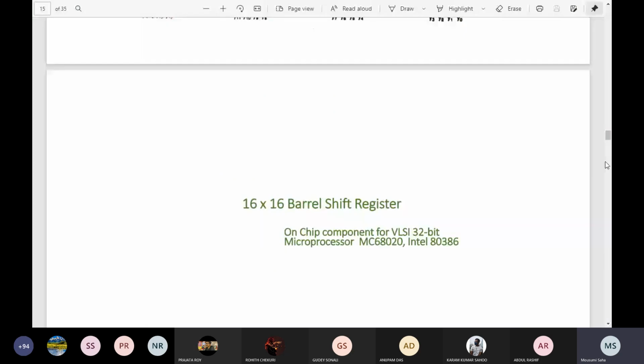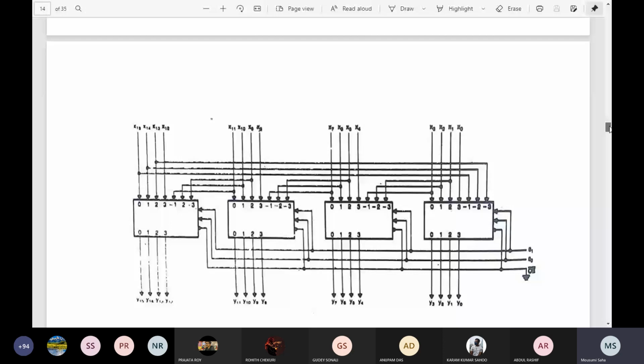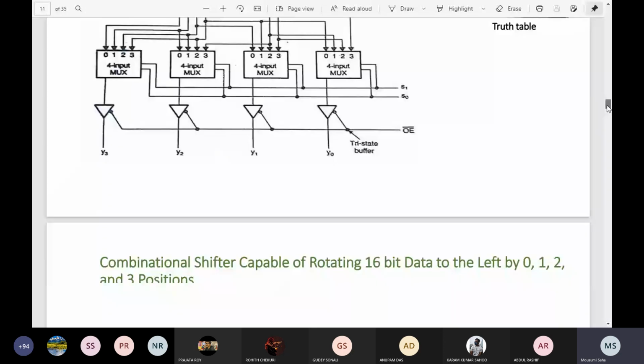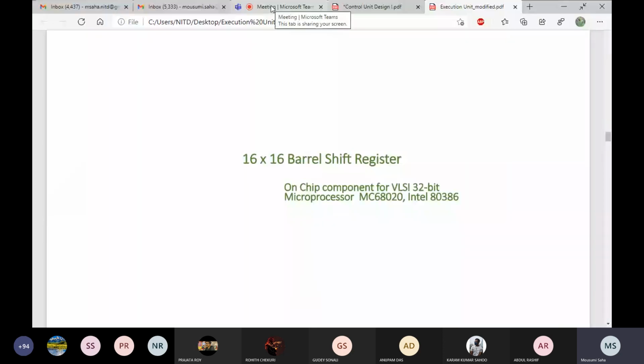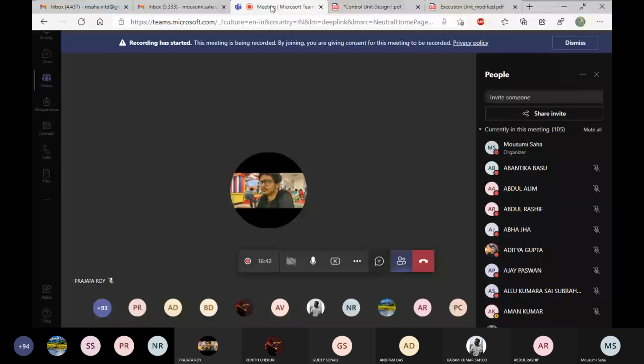This is a shift register, which you have already done. I told you to please solve this barrel shift register. Can anyone explain this barrel register? Can anybody explain the basic logic better? You have not prepared. I told you to solve this problem, that is 16 by 16. It is very simple, but looks very complex.